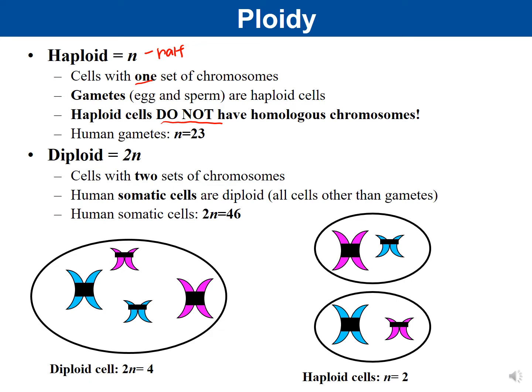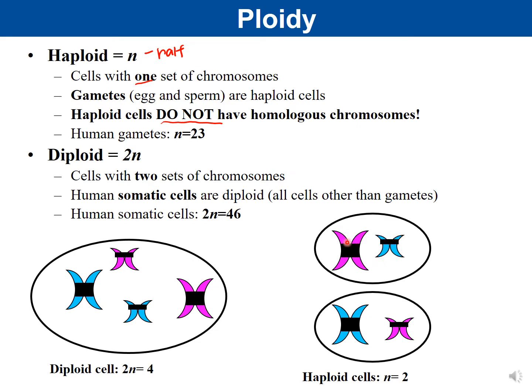So if I look at these cells on the right, let me put on my pointer here. So you can see that in this cell, this is one chromosome. This is another. Again, the black is representing the centromeres, what's holding the sister chromatids together, right? So those two pink held together, those are sister chromatids. The two blue held together, those are sister chromatids.